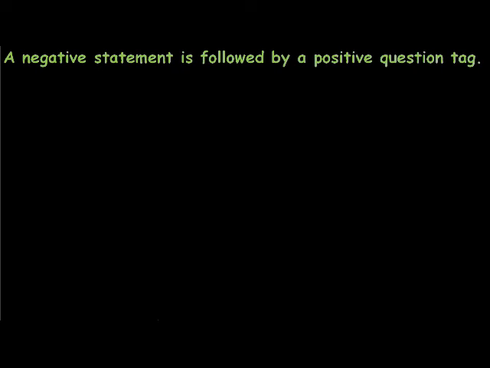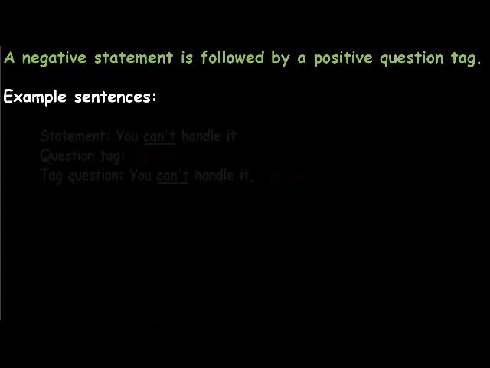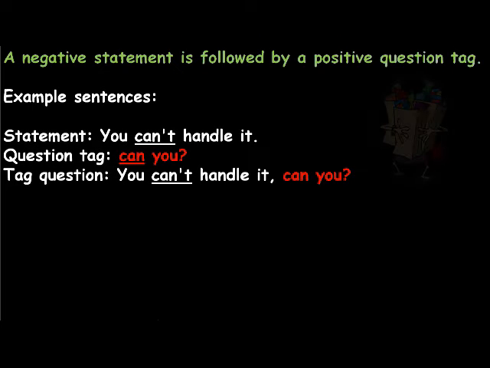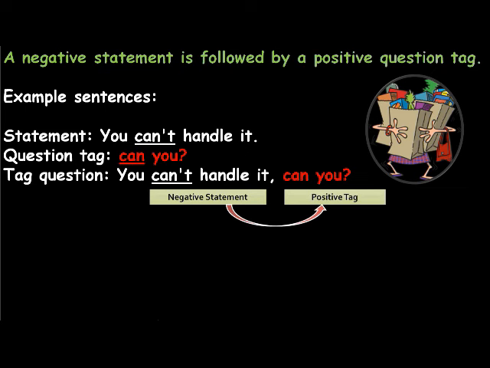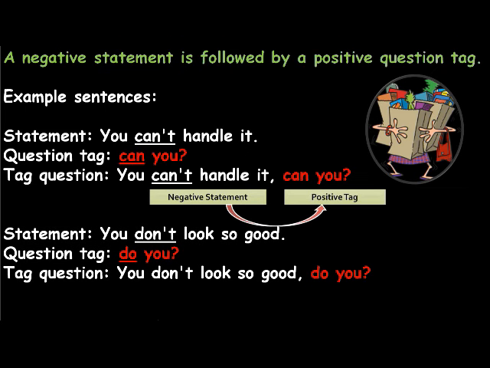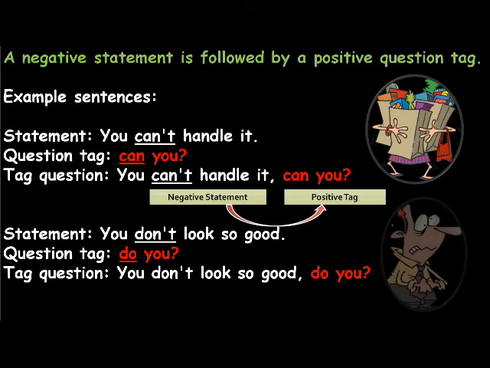So as a positive statement has a negative question tag, a negative statement is followed by a positive question tag. So let's take an example. You can't handle it, which is a negative statement. So you will have a positive question tag by making can't into can and picking up the subject, which is you, and you will have a positive question tag. You can't handle it, can you? Let's take another example. You don't look so good, which is again a negative statement. Make it a positive question tag by changing don't into do.